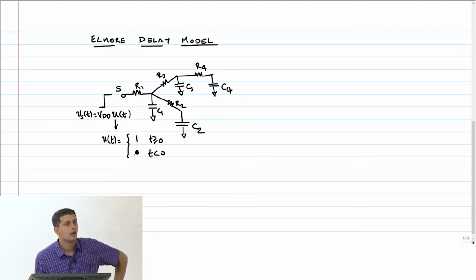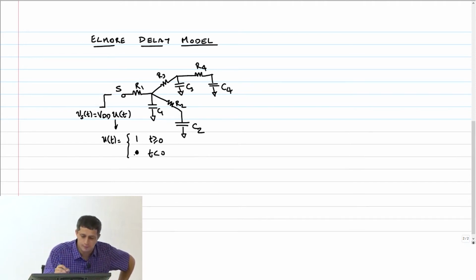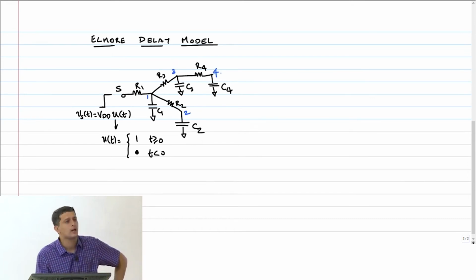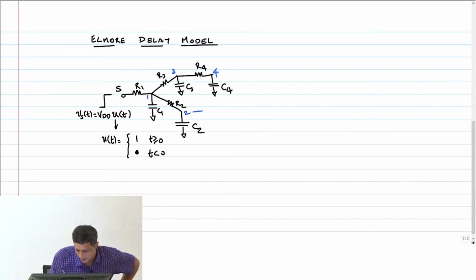Now let's say that I pick node 2. Let me put down the nodes in a different color: node 1, node 2, node 3 and node 4. Let's say I pick node 2 to be my destination node.